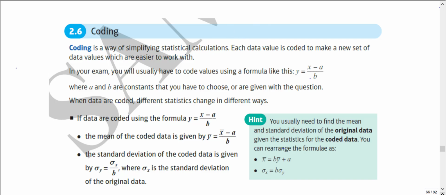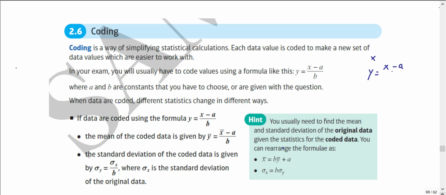What does that mean? We will code the data. Some data will be given, and we will change the data. So if you are given some data x, we change it and make it y. And we use the rule y equals x minus a over b.